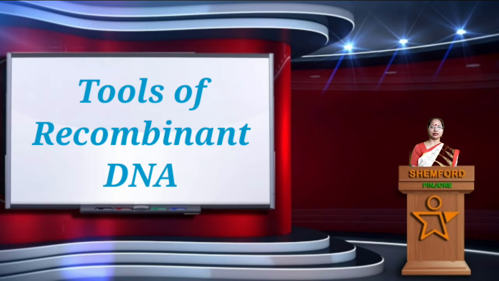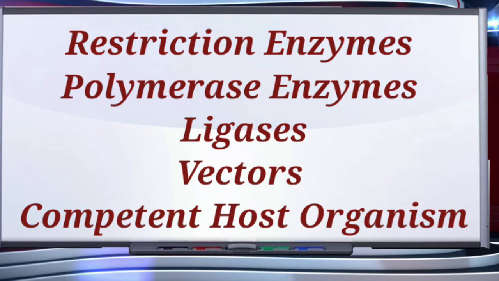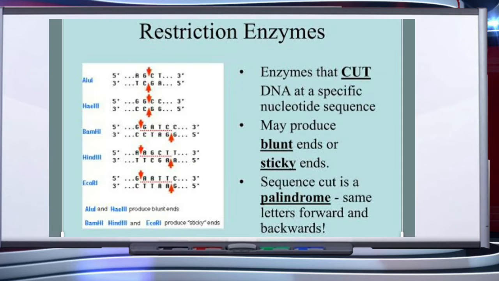In the previous video of chapter 11, Biotechnology: Principles and Processes, we have already understood what is biotechnology. In this presentation, we will discuss tools of recombinant DNA technology. This slide shows the tools of recombinant DNA technology: restriction enzymes, polymerase enzymes, ligases, vectors and competent host organism. We are going to discuss them one by one in this presentation.